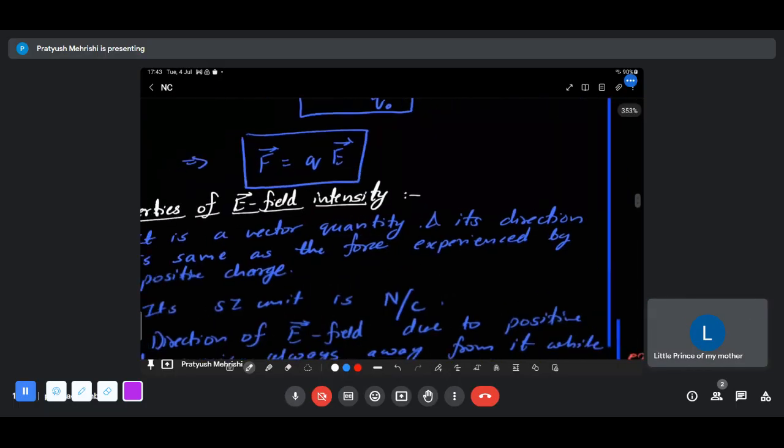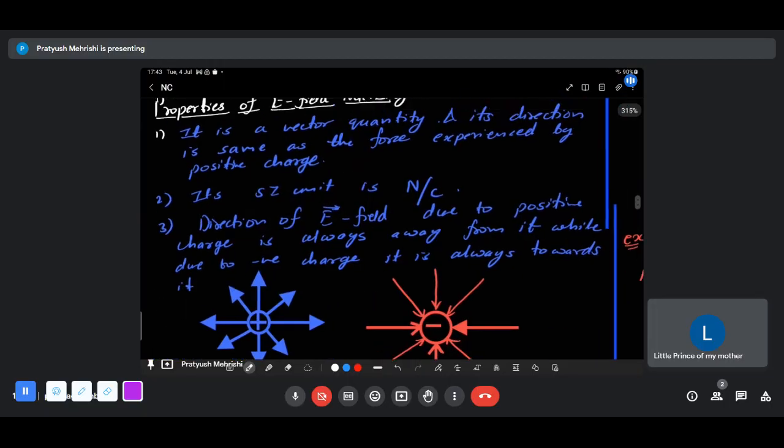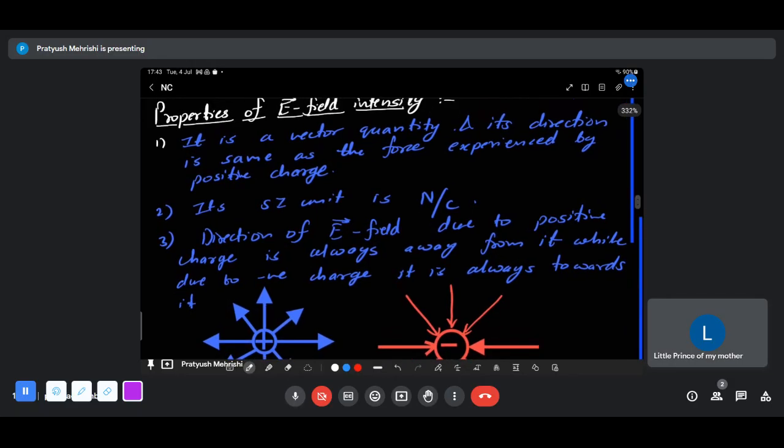Fine. Now, properties of electric field intensity. First of all, it is a vector quantity and its direction will be the same as that of the force. Its SI unit is Newton per coulomb. The direction of the electric field due to a positive charge is always away from it, whereas due to a negative charge, it is always towards it. Have you taken down these points? Sir, got it.